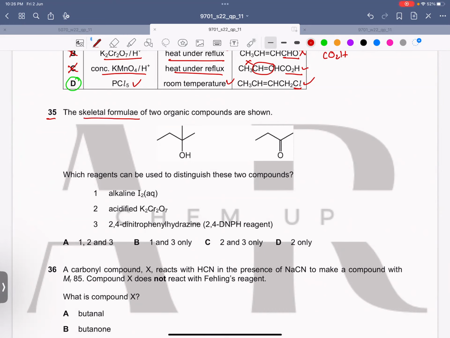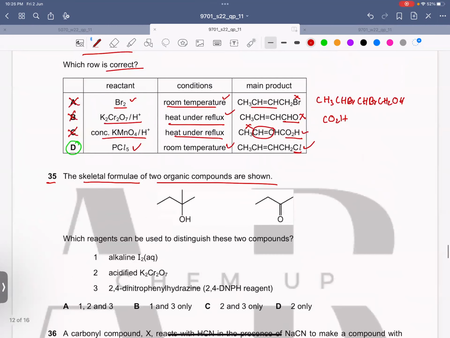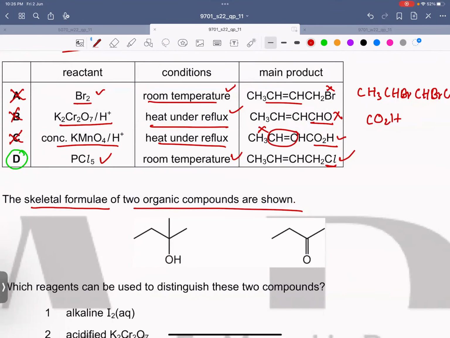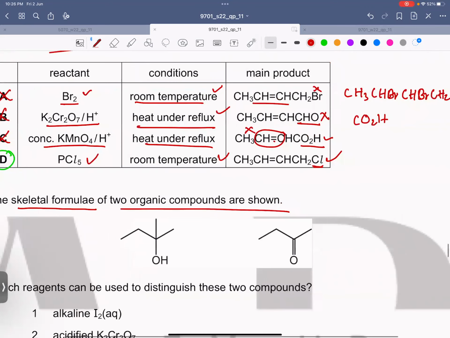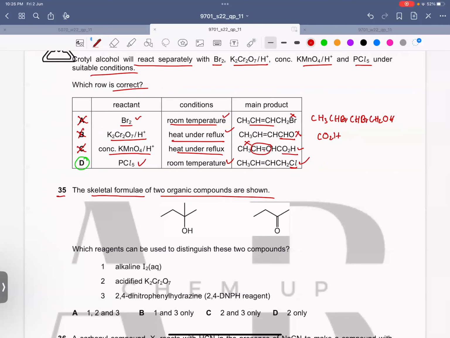The skeletal formula of two organic compounds are shown. Because in C, the double bond must also be broken down here. Because when we use hot concentrated KMnO4 and heat under reflux, in this case, that alkene, there is a double bond in the alkene from where the molecule splits into two. Okay, so that's why C is not the correct answer.